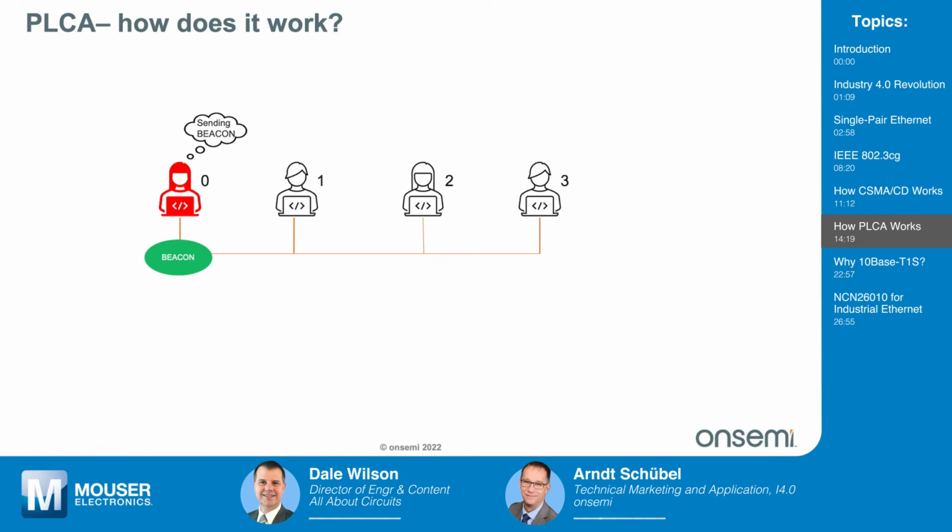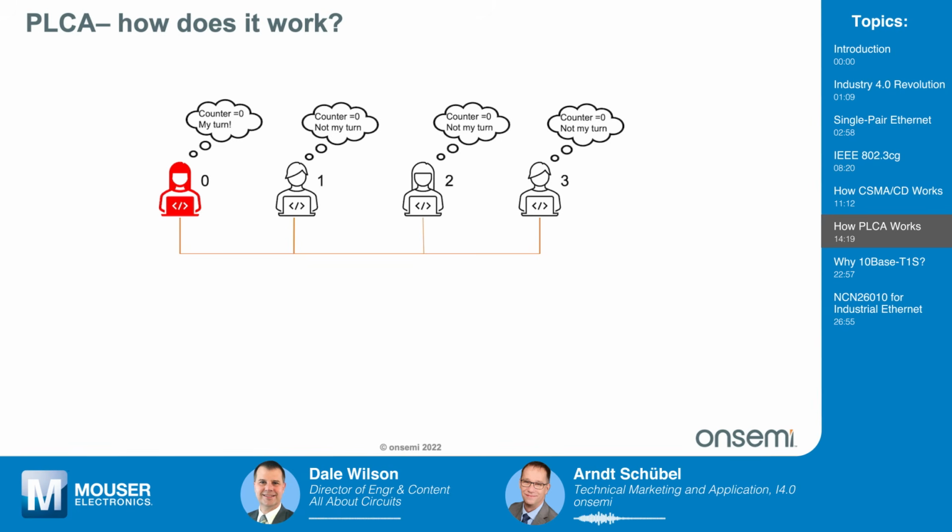So this one sends a beacon, and that beacon travels along the line. Everyone sees that, and they reset their transmit opportunity counter. Let's see what's happening next. All of them have a counter of 0 by having seen the beacon, and now the idea is if your counter matches your ID, that's when you can send data.